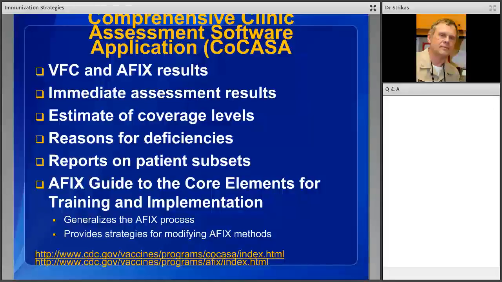Additional resources available for AFIX include the AFIX Guide to the Core Elements for Training and Implementation document. This document generalizes the AFIX process so it can be applied to any age group. When differences between populations do exist with respect to the AFIX process, this document clearly identifies the difference and provides helpful strategies for modifying the AFIX methods. The COCASA and AFIX websites are at the bottom of this slide, where you can find more information about them.